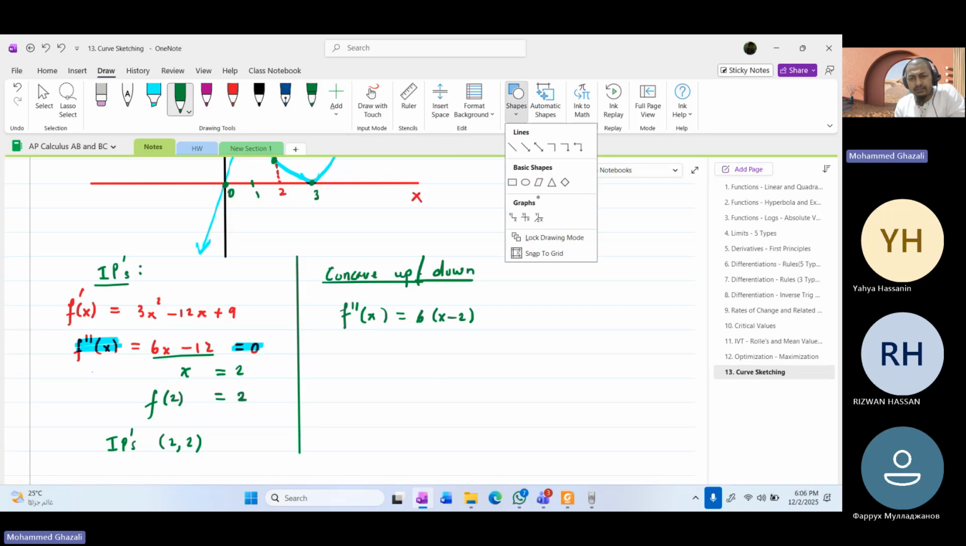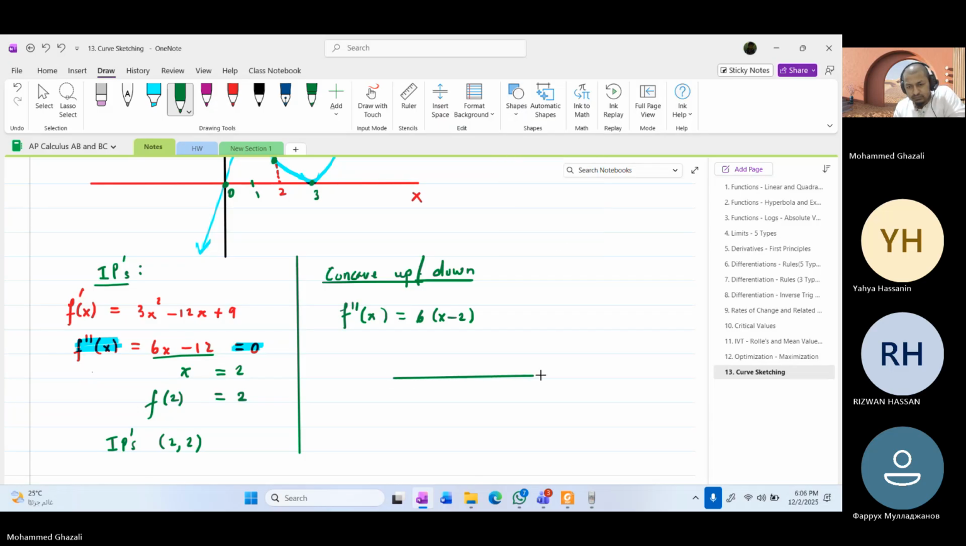Now we draw a number line. And what's the important point in this number line here? The number 2. So substitute any number after 2, like 10. 10 minus 2 is 8. 8 times 6 is positive. And less than 2 is negative. So what does the negative represent? The graph is going down. And what does the positive represent? The graph is going up. So where is the concavity changing? It's changing at 2. So that's where the inflection point is.